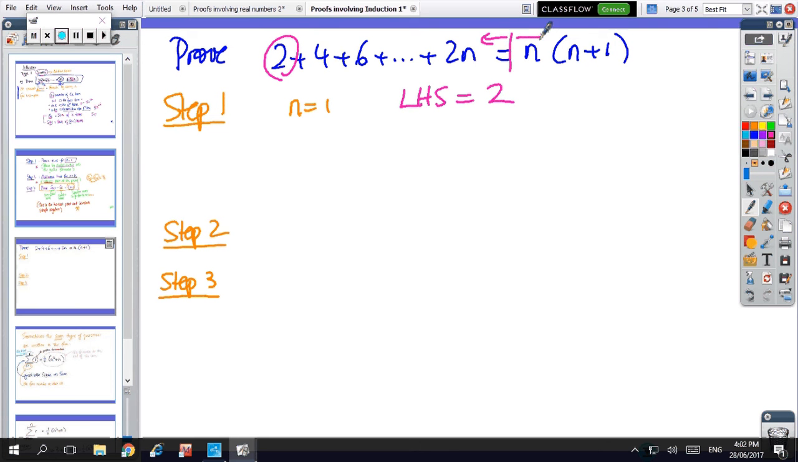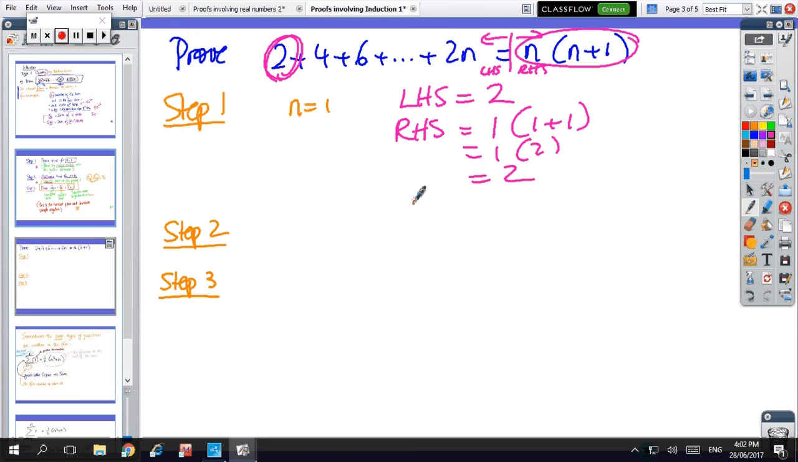So that's the left-hand side. That's the right-hand side. The left-hand side is the first number, 2. And the right-hand side is the formula. So we say 1 times (1 plus 1) equals 1 times 2 equals 2. So we've got the left hand equals the right hand. Therefore, it's true for the first number, n equals 1.